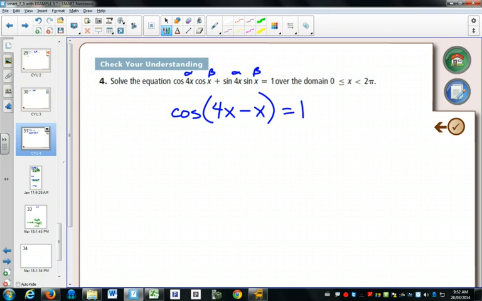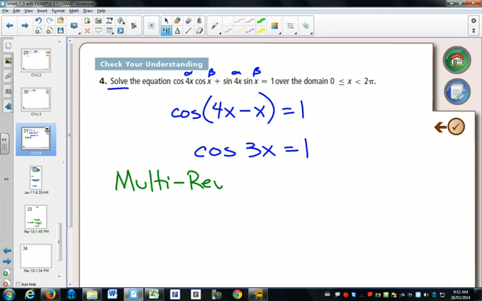Now this question does say solve, so it's not a proof. We're not setting up our line as if it's a proof. We're actually solving it, and 4x minus x becomes cos 3x equals 1. So what does this equation remind us of? Okay, multi-revolution. And this is one of the questions I wanted to have as an online video anyways, so this will be perfect. It's a multi-revolution question because of that 3x.